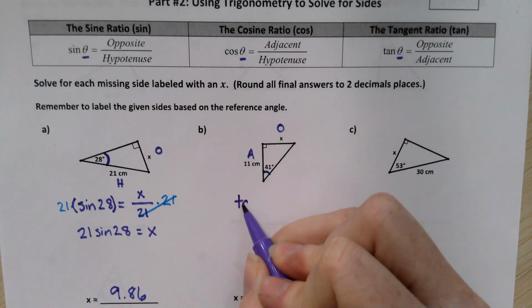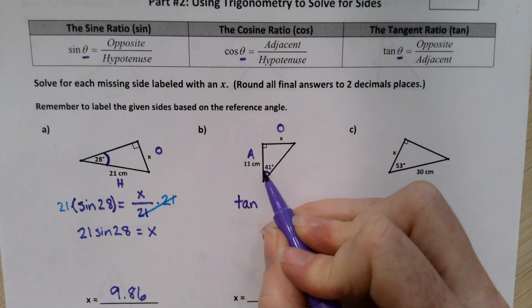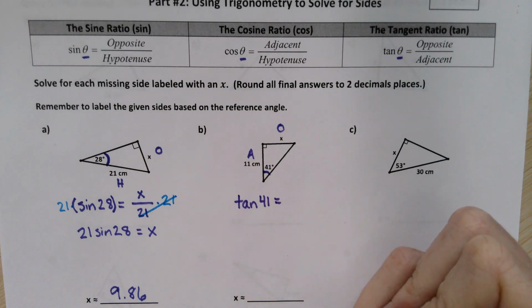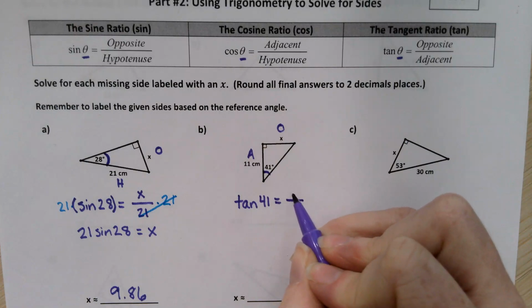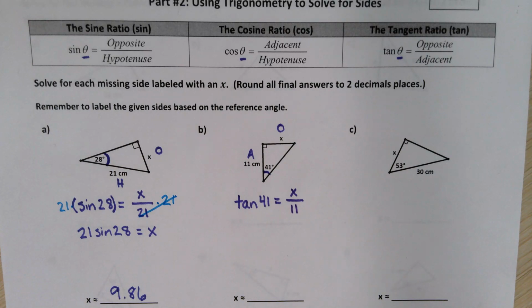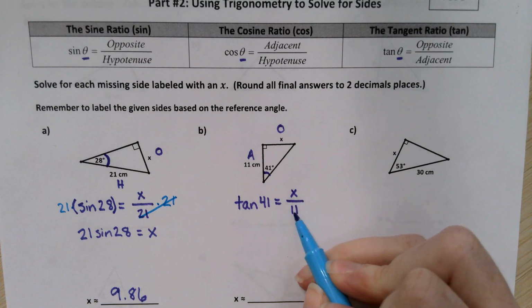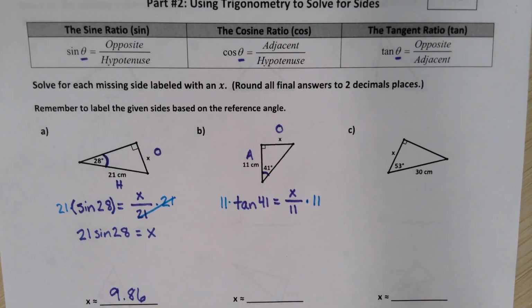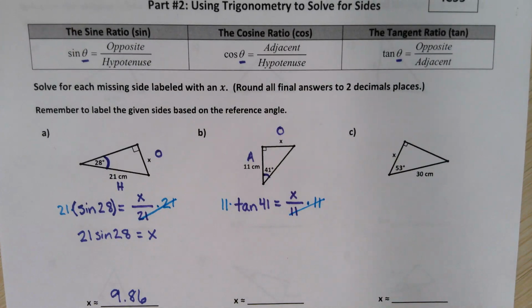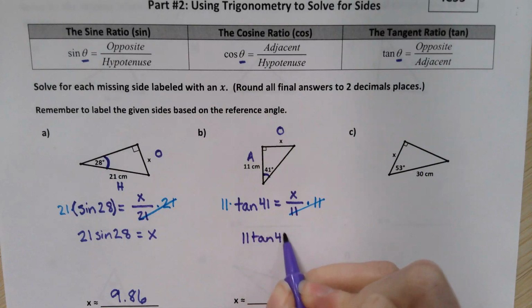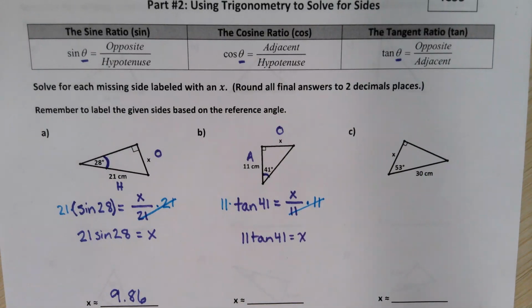So this equation is going to look like tangent of theta is 41 degrees. So that's going to replace the theta. And then that's equal to the ratio of opposite side over adjacent side. Again, we have our x sitting here being divided by a number. So we're going to multiply on both sides by that number. That's going to give us the x isolated by itself. And we'll have 11 tangent 41 to plug into our calculator.